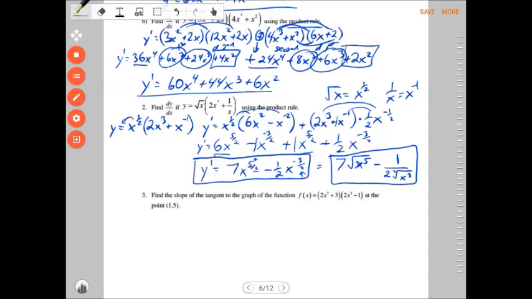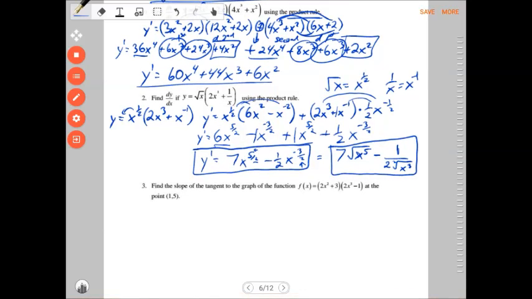Okay, so that's that. All right, so number 3. Find the slope of the tangent to the graph of the function at the point (1, 5). So that is the derivative. Okay, slope, derivative, fairly straightforward. So we want f prime of 1. I'm telling you what, let's find f prime of x first, and then we'll substitute 1 in.